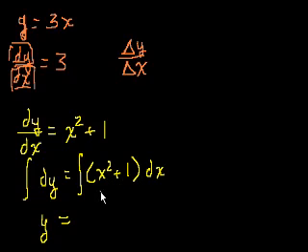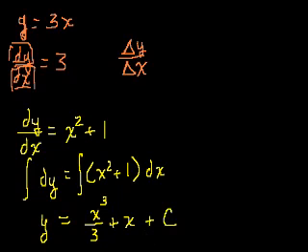And what's the antiderivative of x squared plus 1? Well, it's x to the third over 3. And we're just taking the derivative backwards. And once again, watch the videos on the antiderivative. There's, I think, 8 or 9 of them. Plus x, and then plus c.